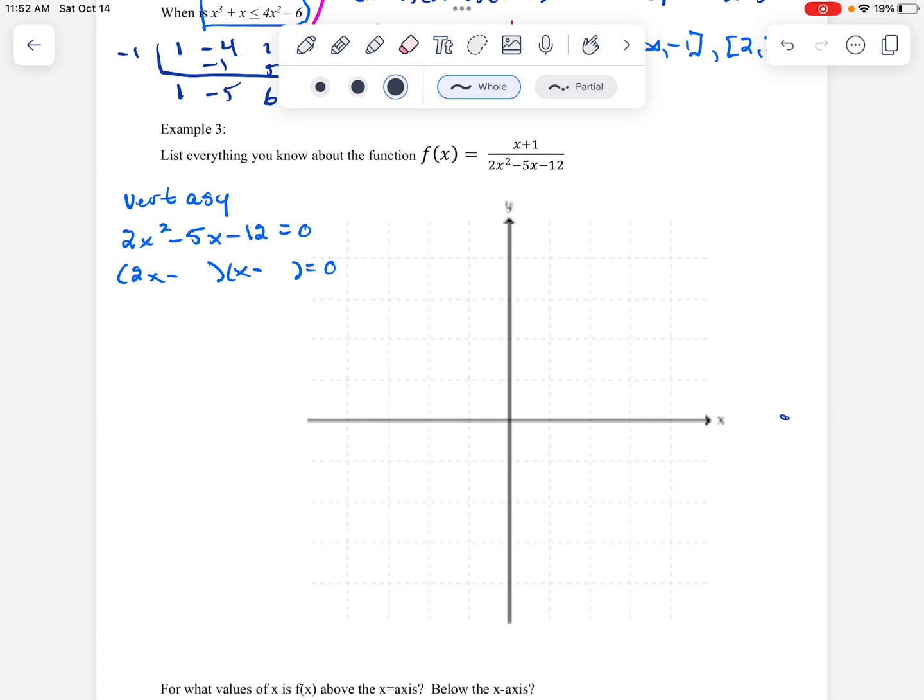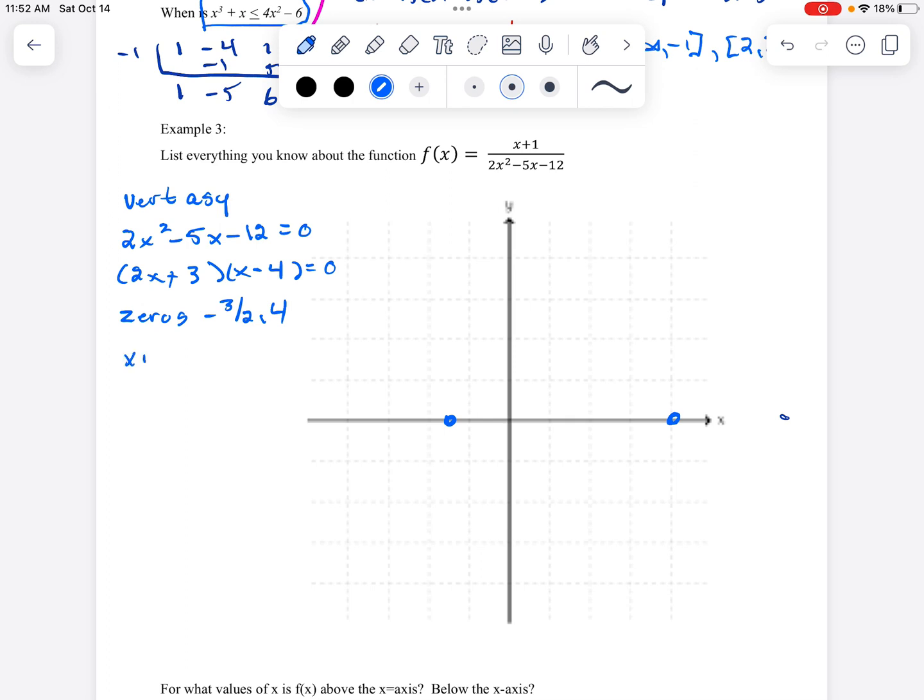Oh, I know what I was doing wrong. 4 and 3, we want it to be positive 3. Now I have negative 8x plus 3x to give me the negative 5. So my zeros are at negative 3 halves and 4. 1, 2, 3, 4. Negative 3 halves. That's where my zeros are.